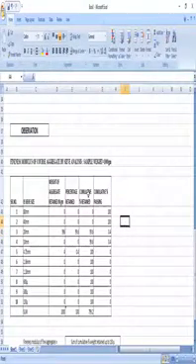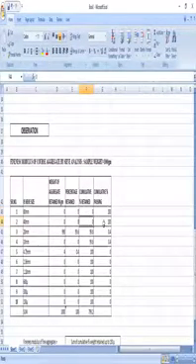Then 100 minus cumulative percentage retained gives the cumulative percentage passing. It is 100 minus 0, equal to 100. 100 minus 0, equal to 100. 100 minus 99.6 is equal to 0.4. 100 minus 99.6 is equal to 0.4. 100 minus 100 is equal to 0 till the end.